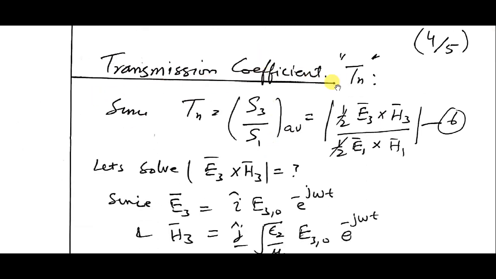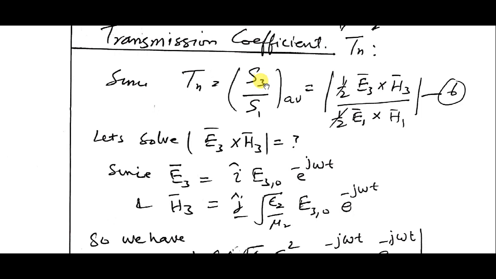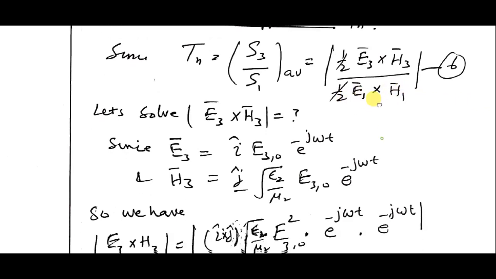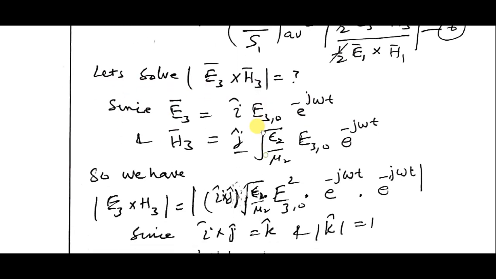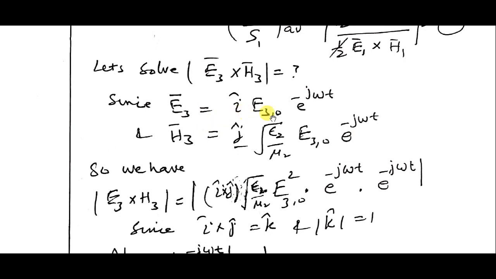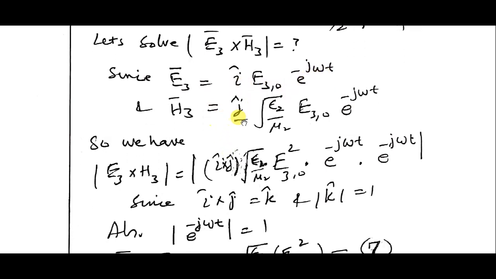Now the transmission coefficient Tn is the ratio of the transmitted Poynting vector to the incident Poynting vector, average obviously, and with the absolute value, we take the absolute average value, which is 1 by 2 E3 cross H3 divided by 1 by 2 E1 cross H1. So let us solve. We have done E1 cross H1 already, so solve for E3 cross H3. E3 is given by i E30 e to the minus j omega t. H3 is j square root of epsilon 2 by mu2 times E30 e to the minus j omega t.